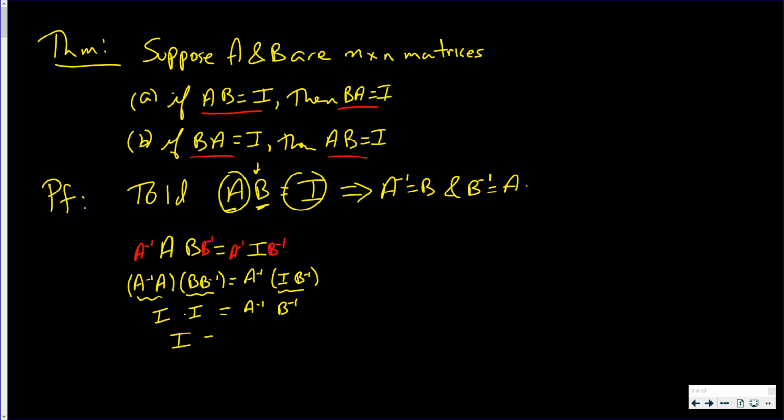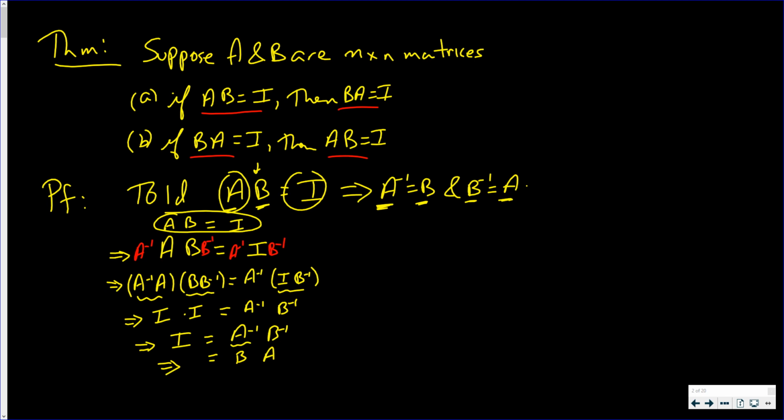So I have that the identity is equal to A inverse B inverse, but the inverse of A is nothing more than B. And the inverse of B is nothing more than A. So I showed that, maybe I shouldn't have written on the top line, AB is equal to I. I showed that if AB equals I, it implies this, which implies that, which implies that, which implies that, which implies that. And you know what?